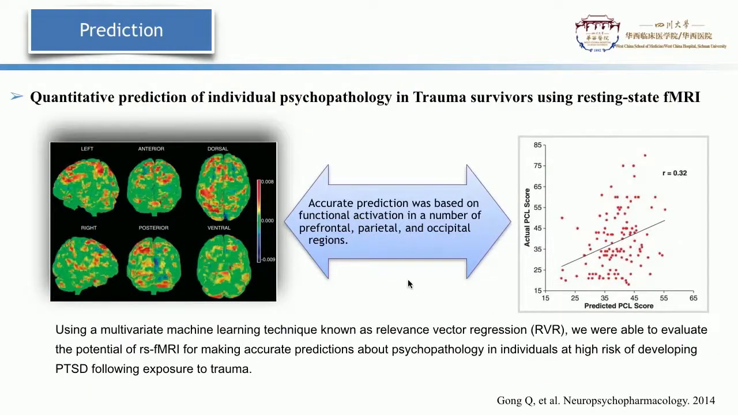Then there is another study we did, about 1 year after the earthquake. Another collaborator was doing a large screening of the population at that time to see how many people would get PTSD. So we recruited another over 100 people, and in this study we used the RVR method to evaluate the potential of resting-state functional MRI to accurately predict psychopathology in those at high risk of developing PTSD.